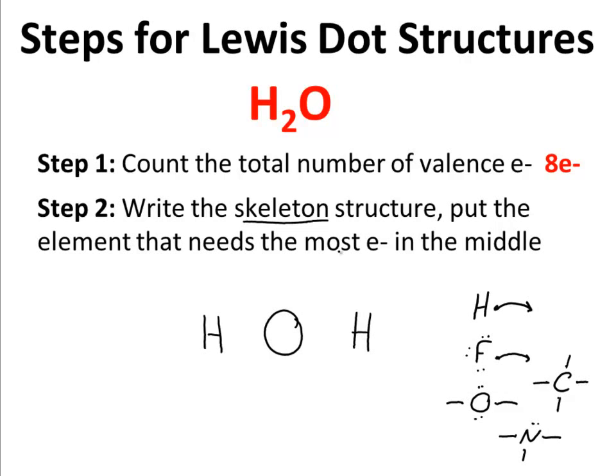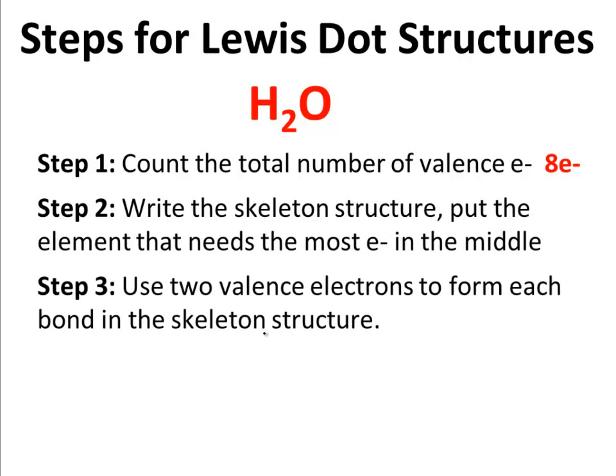So step number 1 was to count the total electrons up. We got that at 8. Step number 2, write the skeleton structure and put the element that needs the most electrons in the middle. That's what we got here, guys. Step number 3 is going to be to use 2 valence electrons to form each bond in our skeleton structure. So I'm going to redraw my skeleton structure right now. There I have my H's and my O.